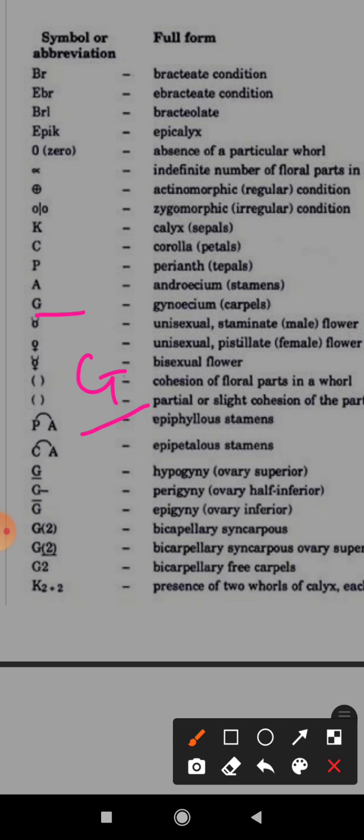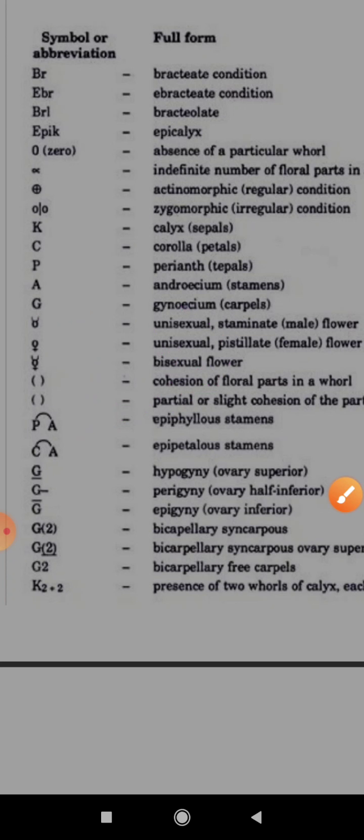Now if the ovary is bicarpellary, syncarpous, bicarpellary to syncarpous fused, then with a bracket, 2 inside the bracket, right? Now if this ovary is of course superior, then of course we represent it with a bar below, right?